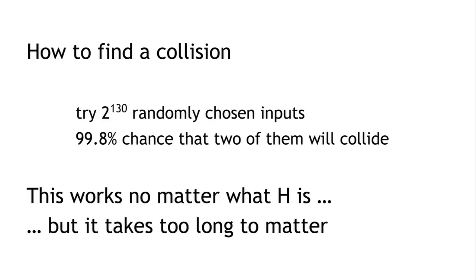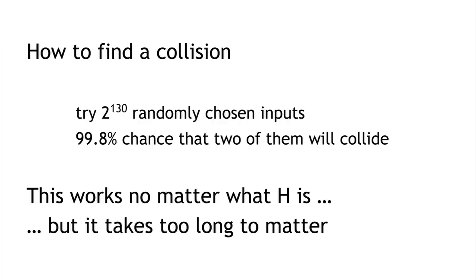You have to compute the hash function 2 to the 130 times, and that's of course an astronomical number. This method works no matter which hash function we're using. There's still a 99.8% probability that this works, and if it doesn't work, just try it again. It'll probably work the next time. But this doesn't really matter. And the reason it doesn't really matter is that this procedure takes 2 to the 130 steps in order to get to that high probability.